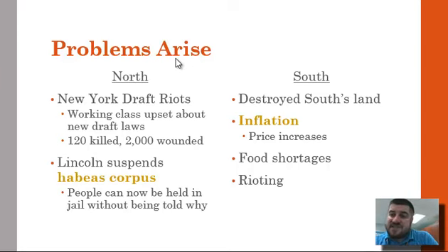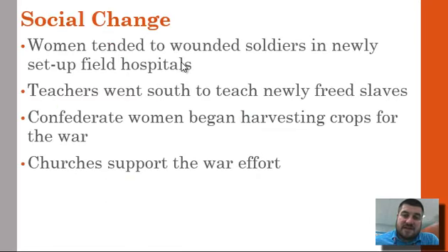In the South, since most of the fighting is going on in the South, it's destroying the South's land. Inflation, because of economic problems in the South, means that price increases are happening. There's food shortages and rioting in the South as well. It's not a very good war for them, obviously.